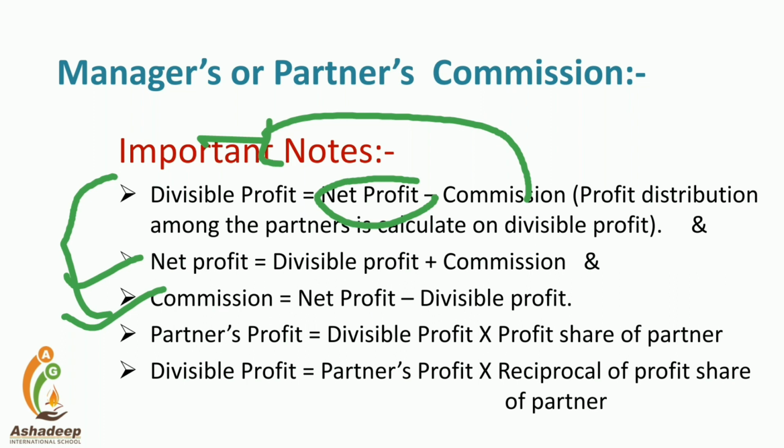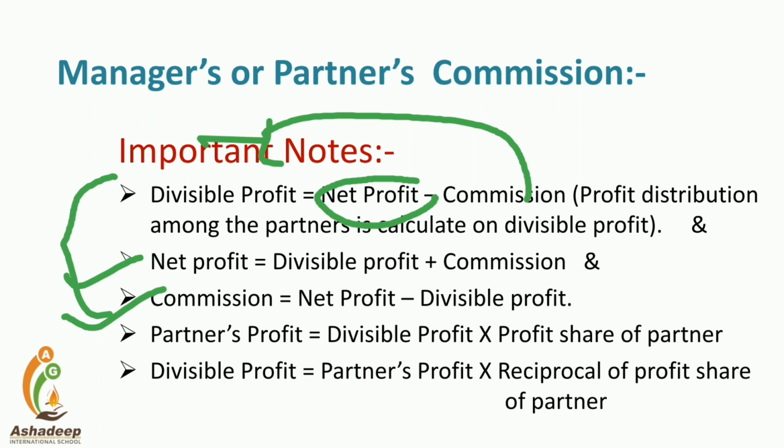Once you know the divisible profit, it will be very easy to find the individual partner's profit. How can we do that? The formula is divisible profit multiplied by profit share of partners. Means the profit share of the partner should be multiplied with the divisible profit to get the individual partner's profit.